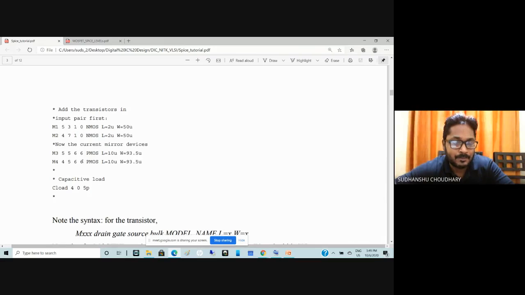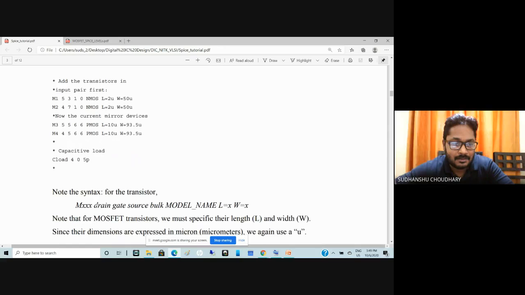For PMOS, you short source and bulk. So for example, here PMOS is in between 5, 5, 6, 6. That is between drain, gate, source, bulk. Okay. So this is how you represent your MOSFET in your SPICE file.